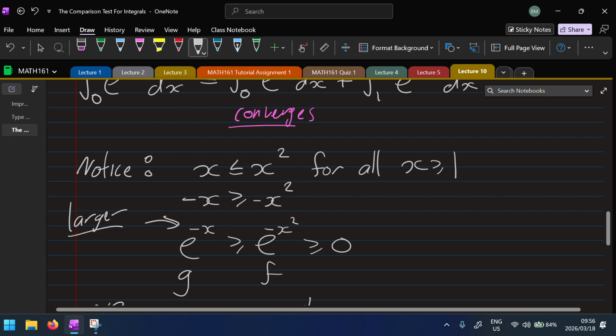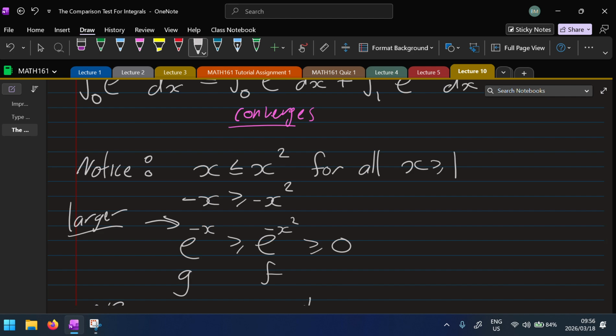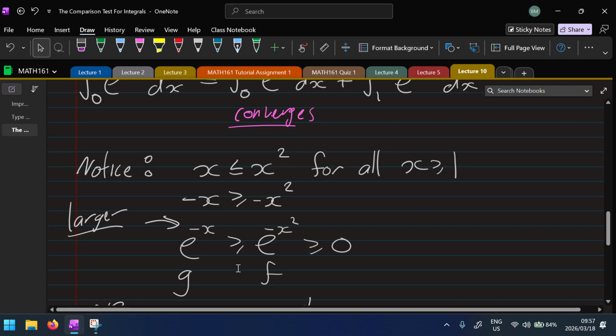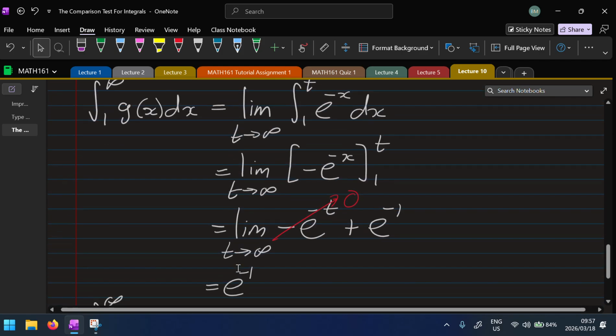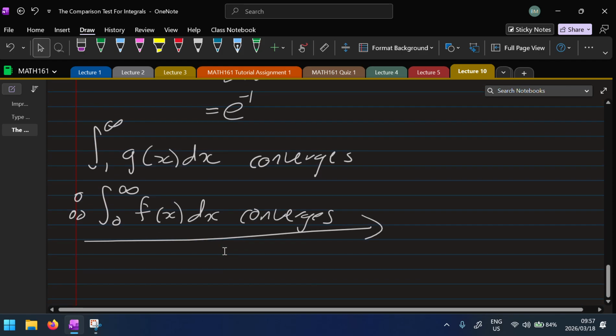Right? Now we do the integral of g. If that one converges, then the smaller one converges. And that's all we did here. We did the integral of g. It converges, so f converges. Okay. Any other questions?